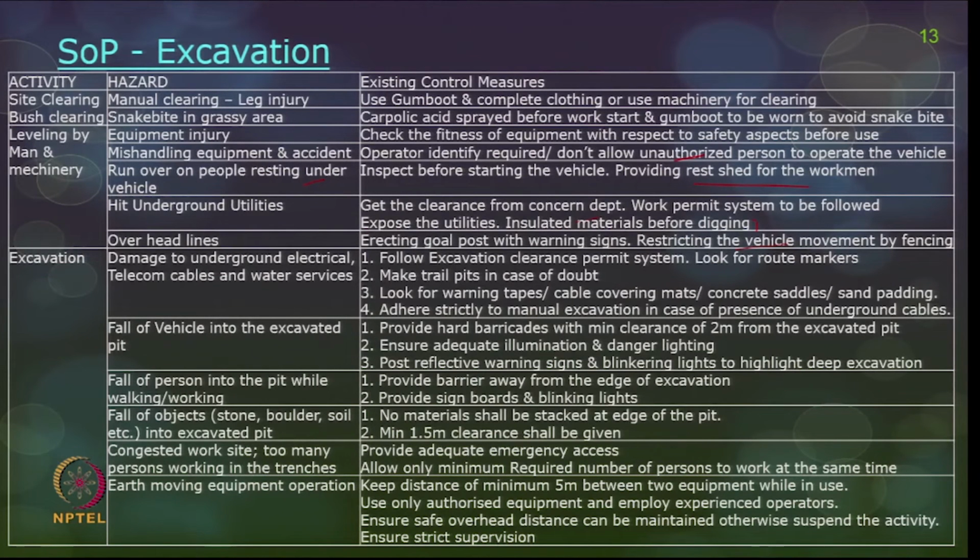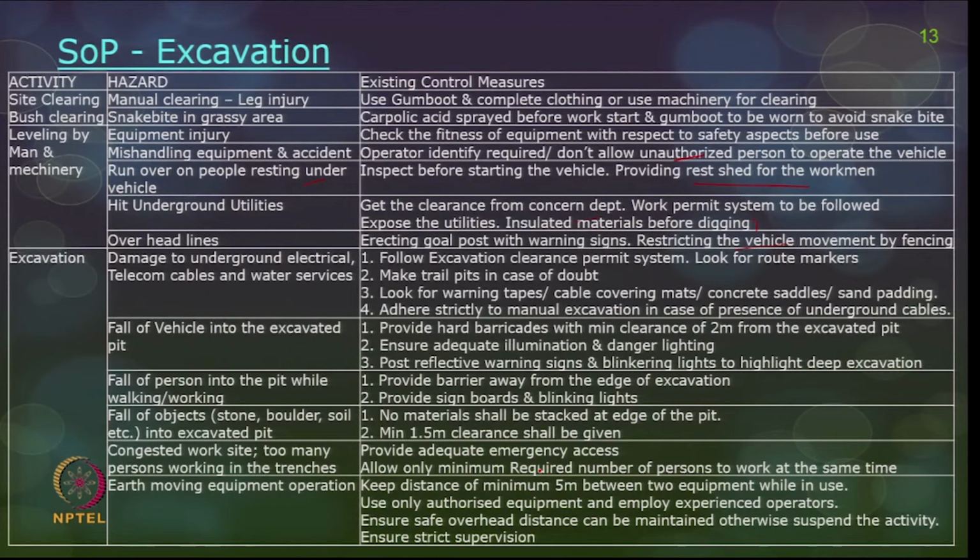Fall of vehicle into the excavated pit: provide hard barricades with a minimum clearance of 2 meters from the excavated pit. Ensure adequate illumination and danger lighting. Post reflective warning signs and blinking lights to highlight the deep excavation. Fall of person into the pit while walking or working: provide a barrier away from the edge of excavation. Provide signboards and blinking lights.